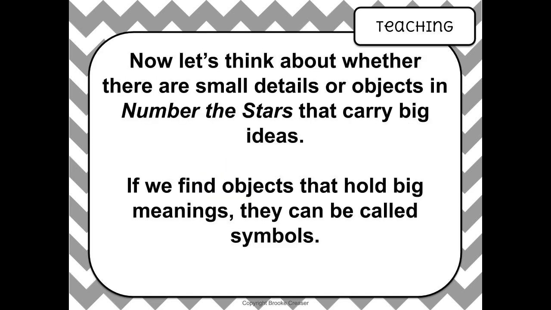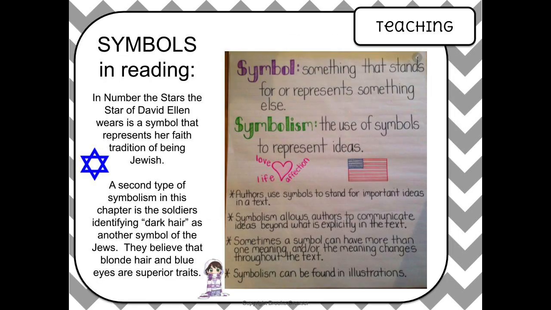Now let's think about whether there are small details or objects in Number the Stars that carry big ideas. If we find objects that hold big meanings, they can be called symbols. Just like what I was talking to you about, the conch shell from the book I've read before, Lord of the Flies, and the suitcase from Tiger Rising. In Chapter 5 of Number the Stars, I pointed out to you that the Star of David, or the idea of having dark hair, are symbols that are carried throughout this story.